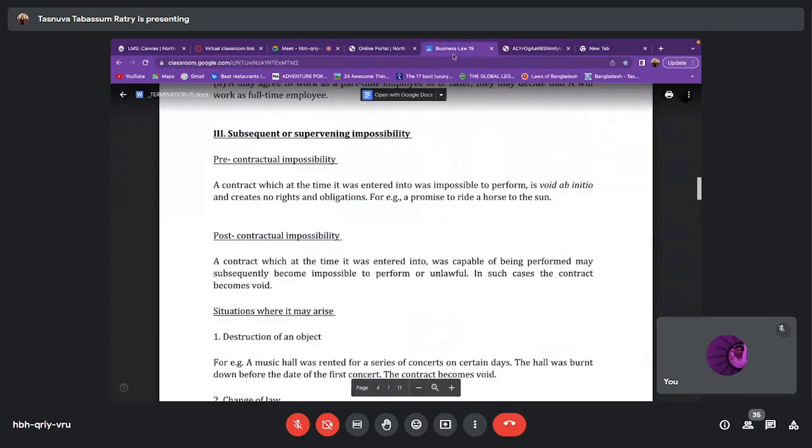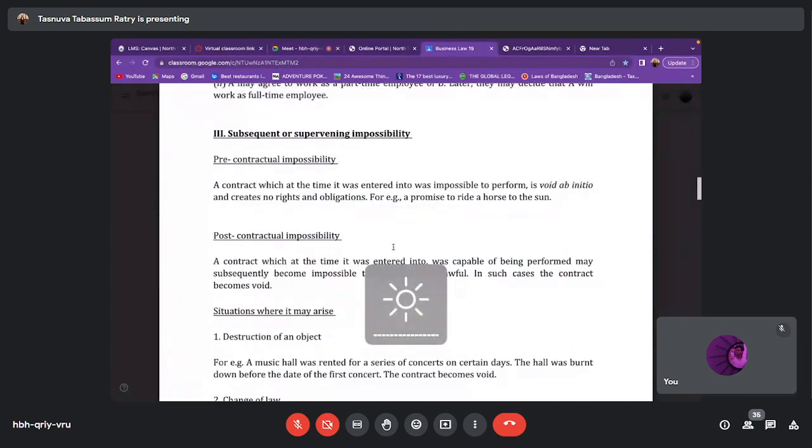So let's see that the third situation, third method to terminate a contract is when a termination takes place due to a subsequent or a supervening impossibility. So any pre-contractual impossibility বা post-contractual impossibility কারণে যদি কন্ট্রাক্টটা টার্মিনেট হয়ে যায় তখন কি হয়? So what is pre-contractual impossibility? Pre-contractual, as you can see it in the name, a contract which at the time it was entered was impossible to perform. As a result, contract void হয়ে যায়.